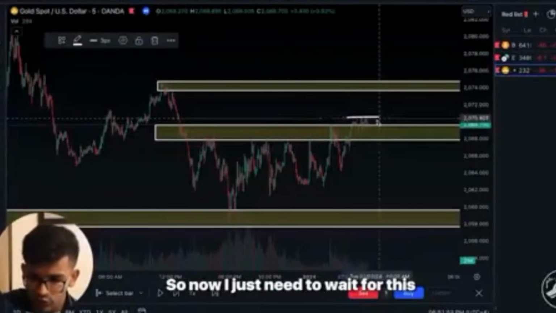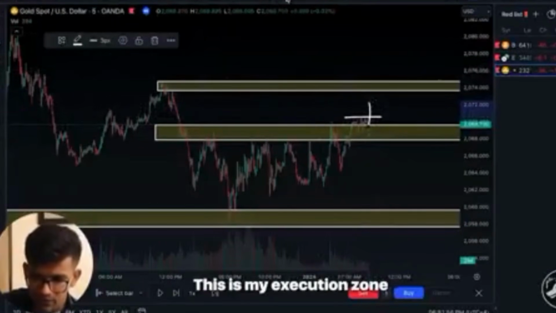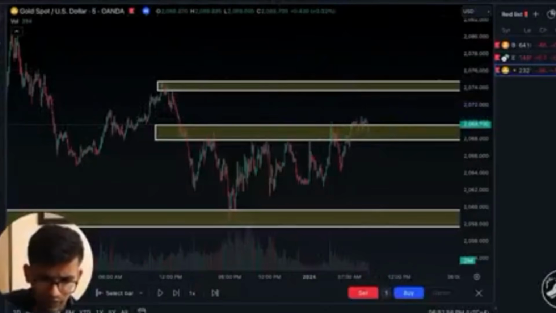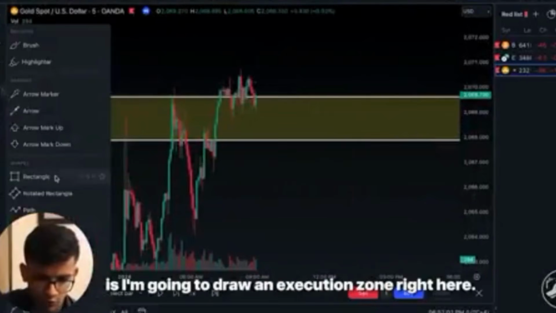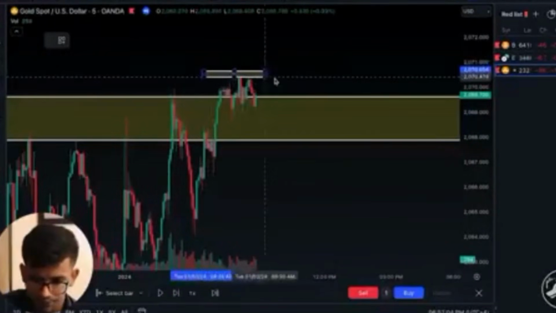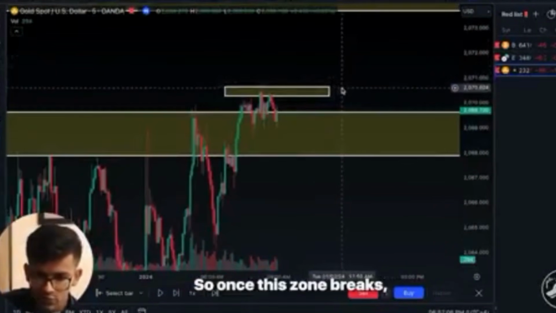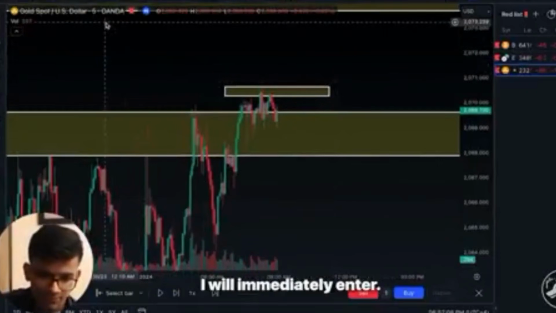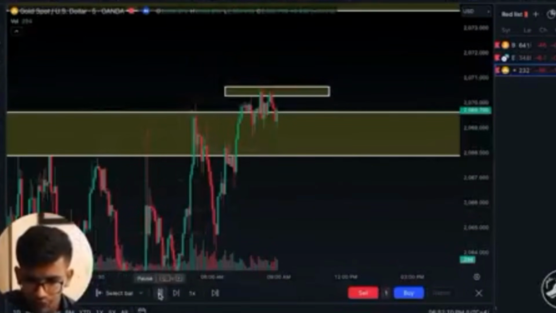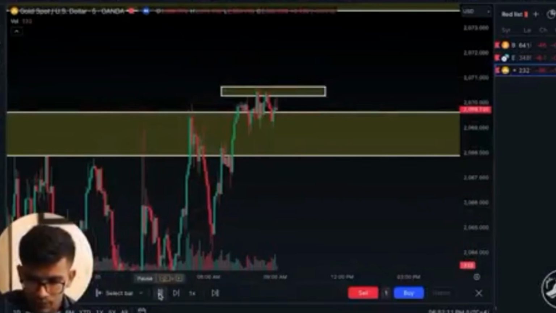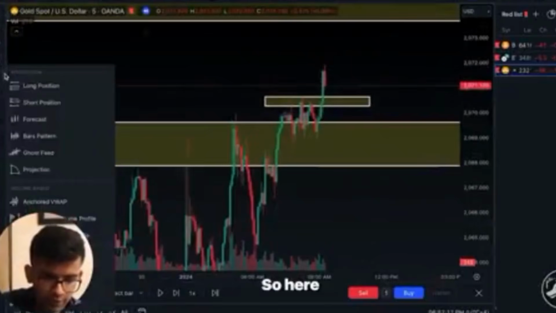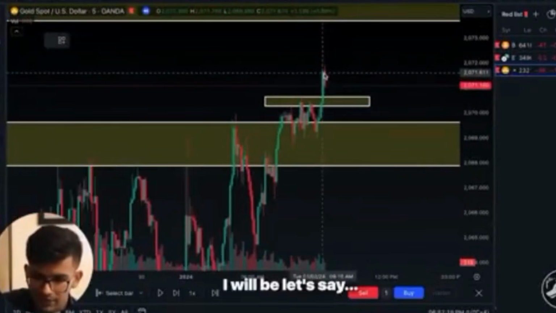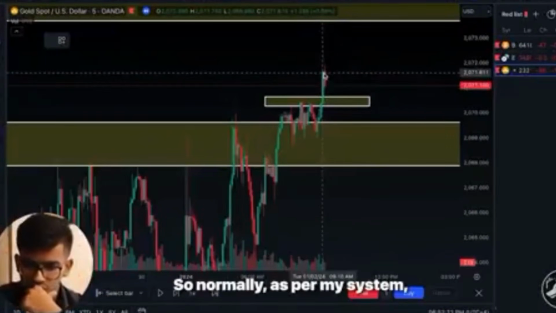So now I just need to wait for this break of structure. Once this breaks, this is my execution zone, I can enter, right? So what I'm going to do is I'm going to draw an execution zone right here. So once this zone breaks, I will immediately enter, okay? So let's see. There we go.